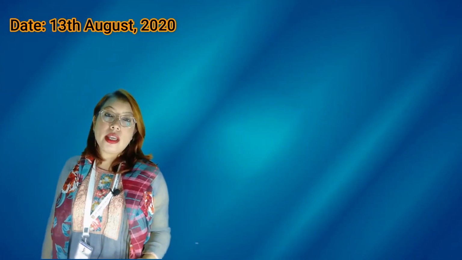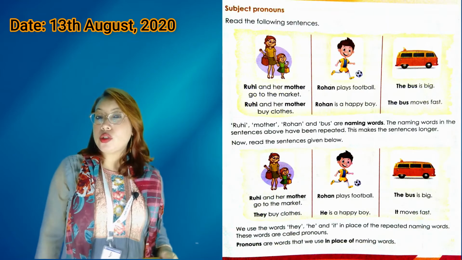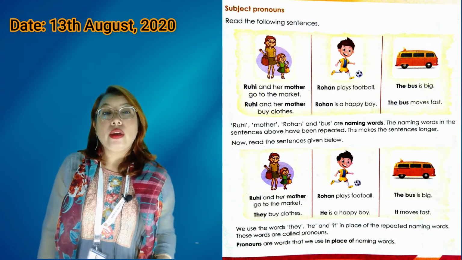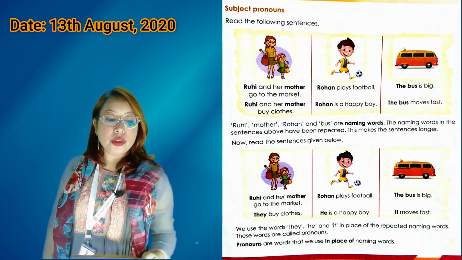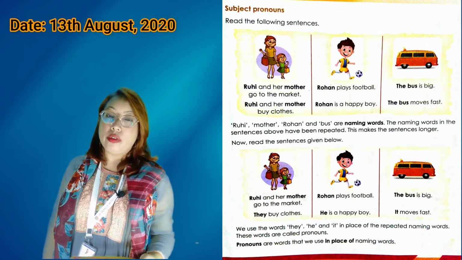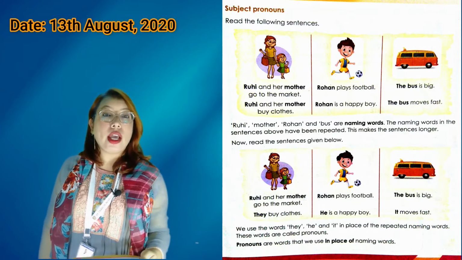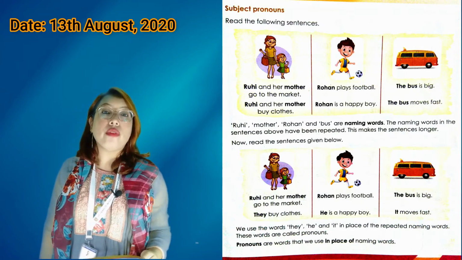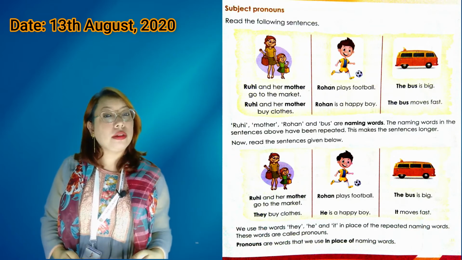Okay, students, I hope you have understood. Please open up page number 35 of your English workbook. But you can see it on the screen. When we compare this, you will understand it better. So see here, students, as I have already said to you, what are subject pronouns? They are pronouns that are used in place of a noun when the noun or the naming word is repeated.